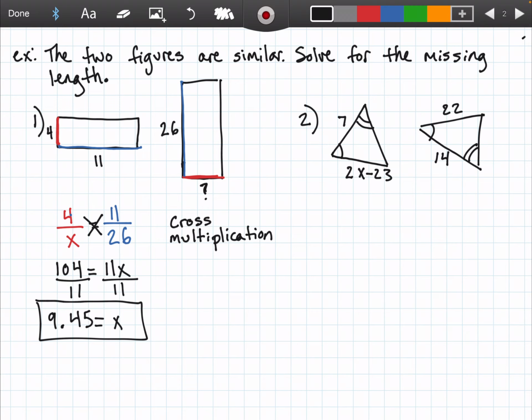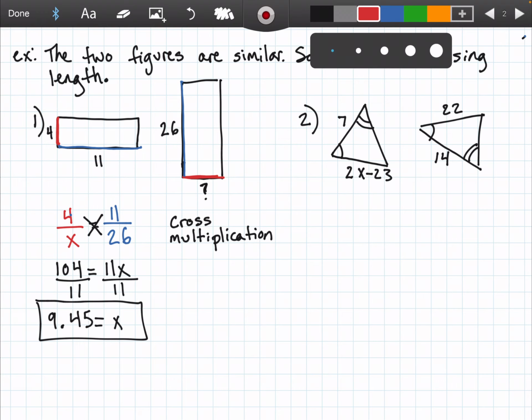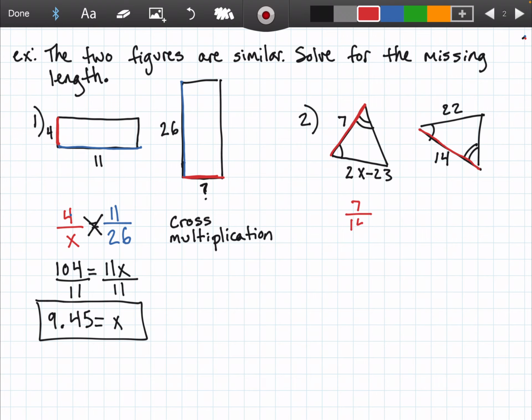Okay, well, the way that I can set this up is I'm looking for, remember, my corresponding sides. Well, I know that 7 is the side that has both angles marked. So that means 14 has the side that has both angles marked. So I can say 7 over 14. And now that's going to be 2x minus 23 over 22. And so we need to solve, let's solve for x in this one.